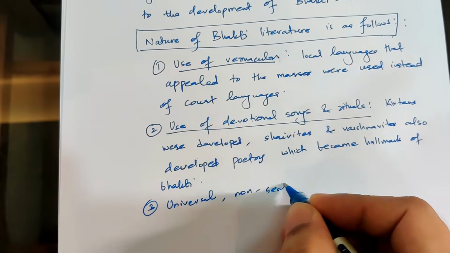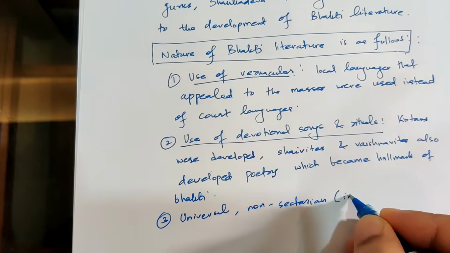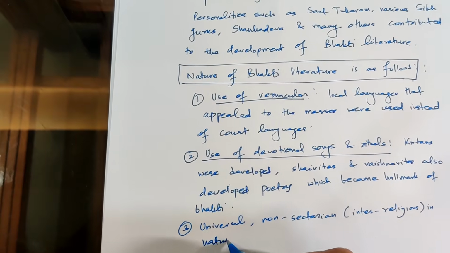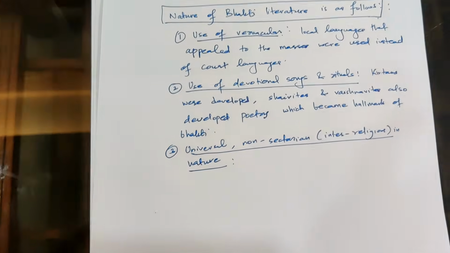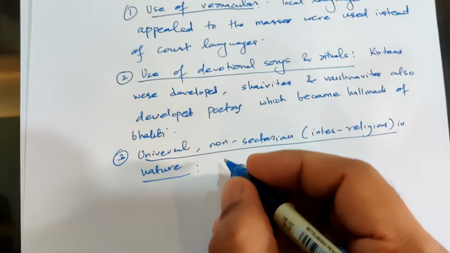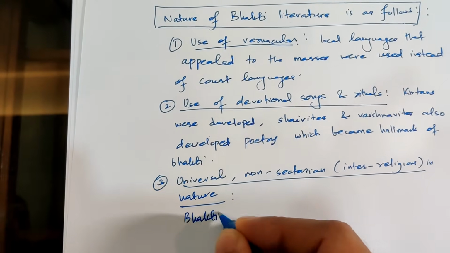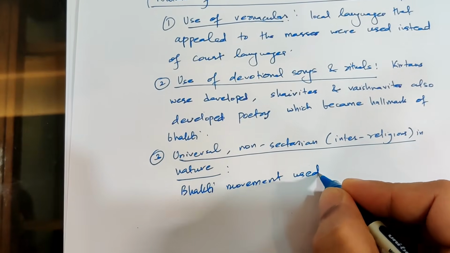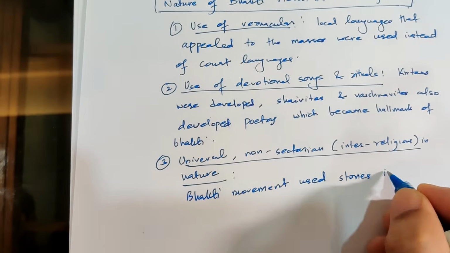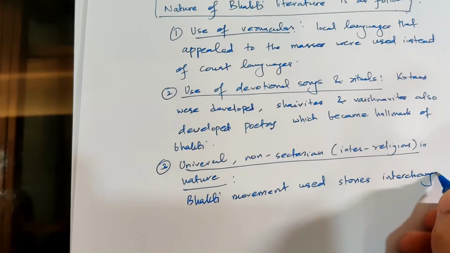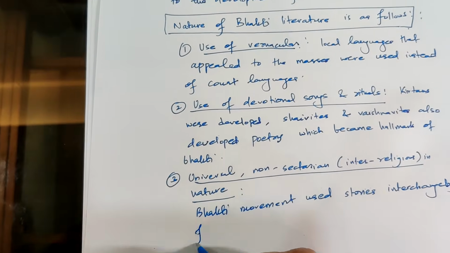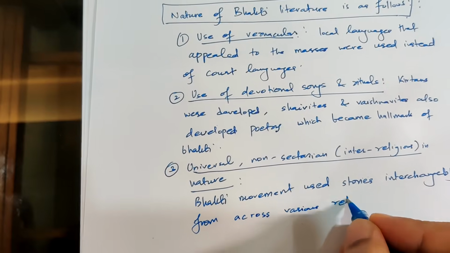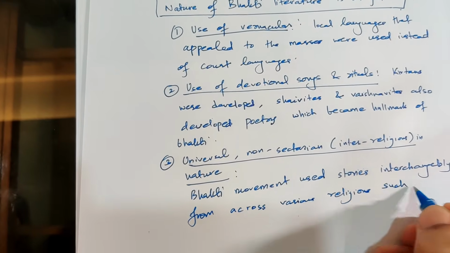Universal, non-sectarian or interreligious in nature. So these movements were of course universal and interreligious in nature. So Bhakti movement used stories interchangeably. Spelling कई बार गलत भी हो जाती है तो it's okay, it's not going to affect your marks as long as your point is correct. But too many spelling mistakes are also bad. One or two spelling mistakes are okay in a question.